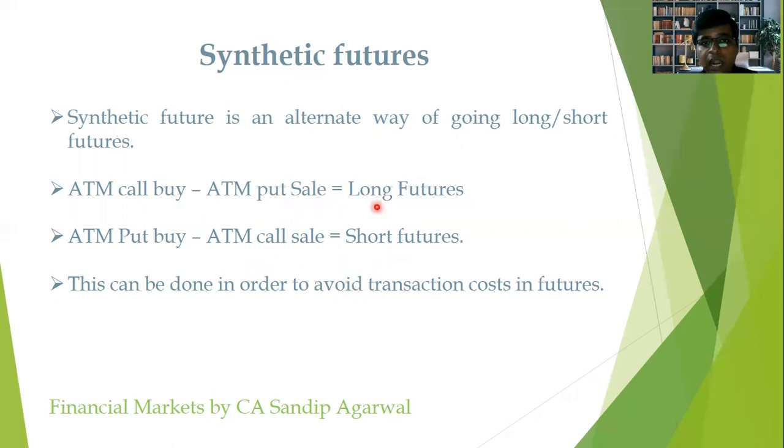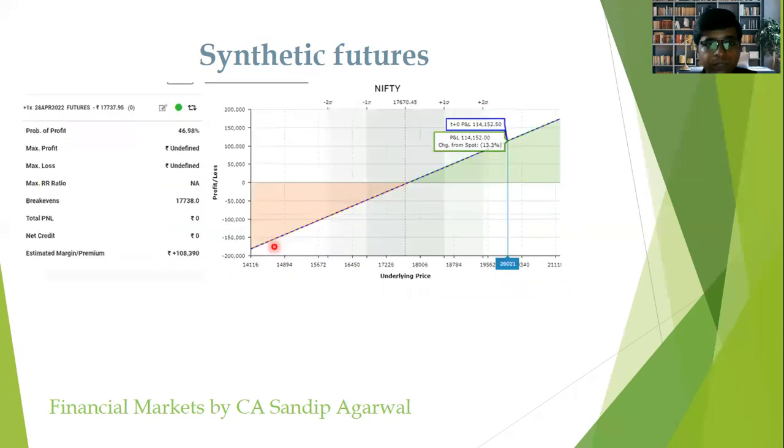Similarly, this kind of synthetic futures can also be deployed in the case of short futures. If somebody is very bearish on the market, he can short the futures, or at the same point of time, he can buy an ATM put option. At the same point of time, he can sell an ATM call option.